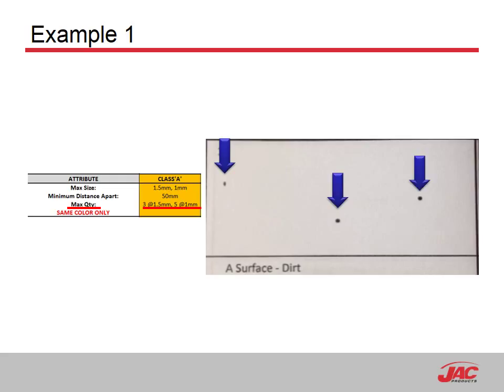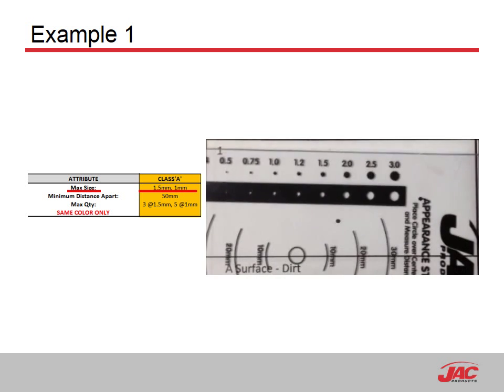Okay, there are not too many defects, so now let's look at the size. The criteria is no bigger than 1.5 millimeters because there are only 3 defects. If there were 4 or 5, we would have to use the 1 millimeter criteria. We will use the circles to determine if they are less than or equal to 1.5 millimeters.